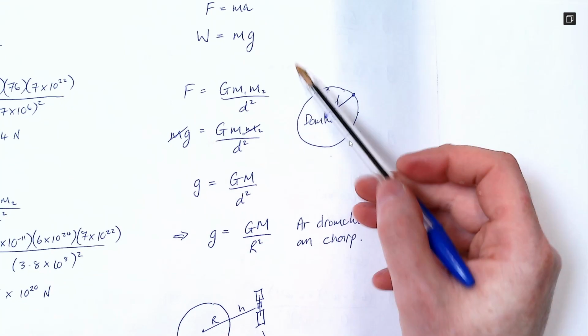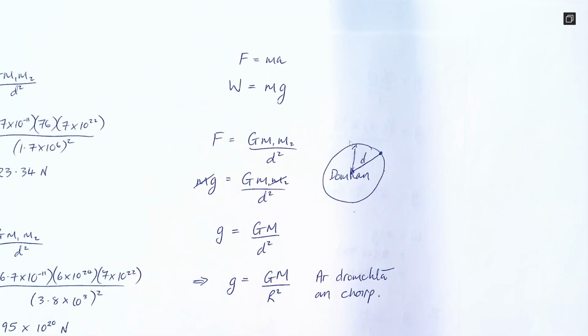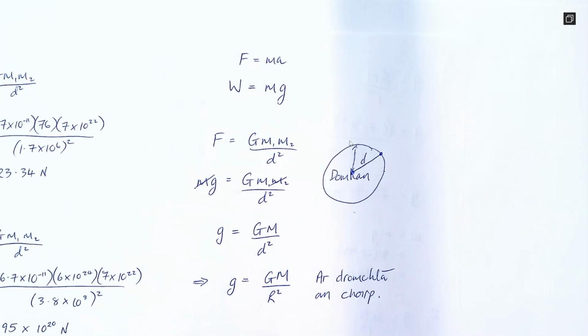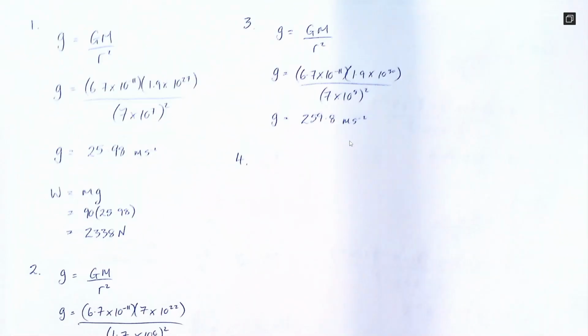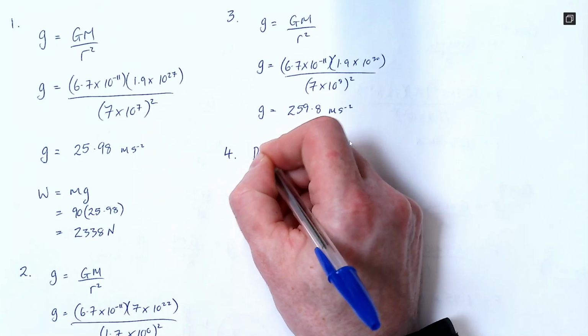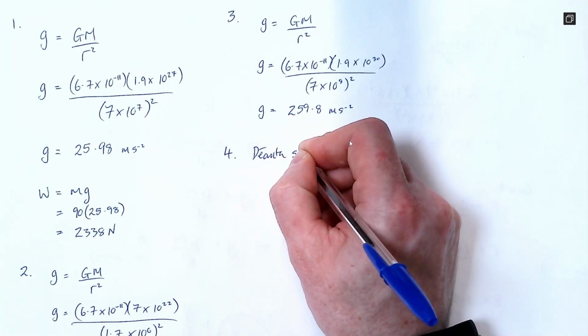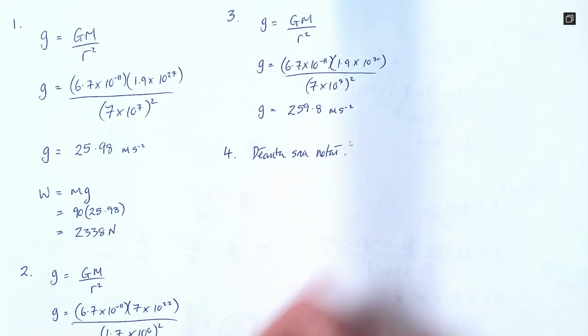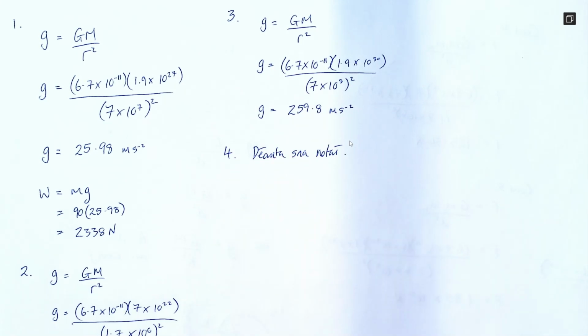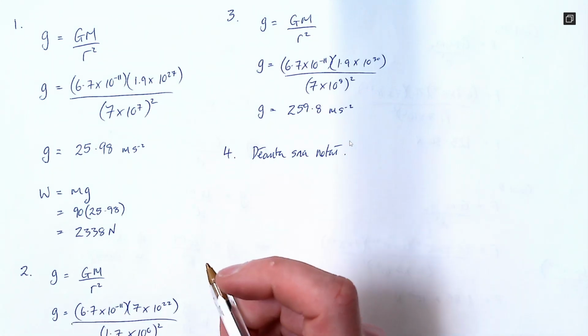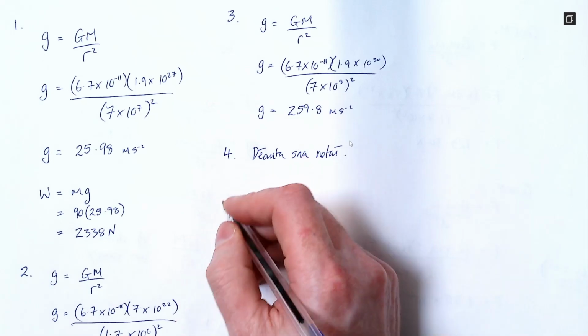So just substitute into the formula. Now the value of g on the Sun is higher.